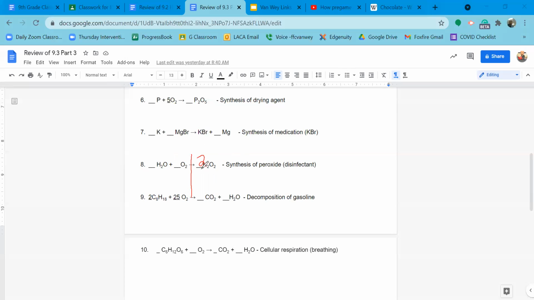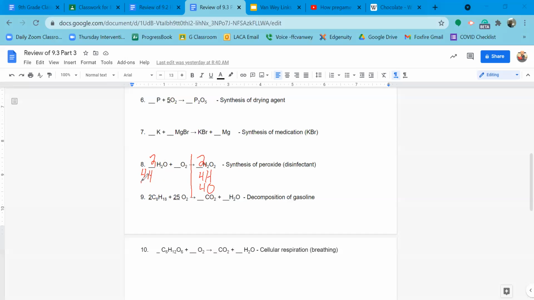So if I have 2 peroxides, that's 2 times 2 hydrogens, 4 hydrogens. 2 times 2 oxygens, that gives me 4 oxygens. If I want to have 4 hydrogens over here, I need to have 4 hydrogens in my reactants. The only place to get that is going to be here with water. So 2 times 2 hydrogens would give me that.